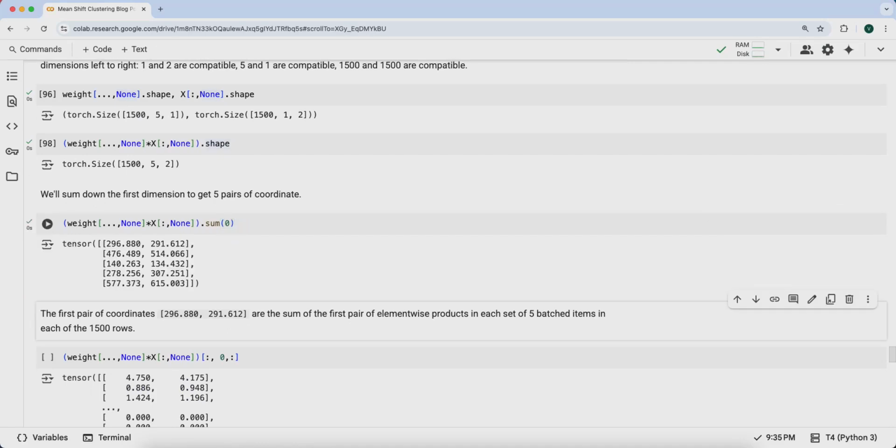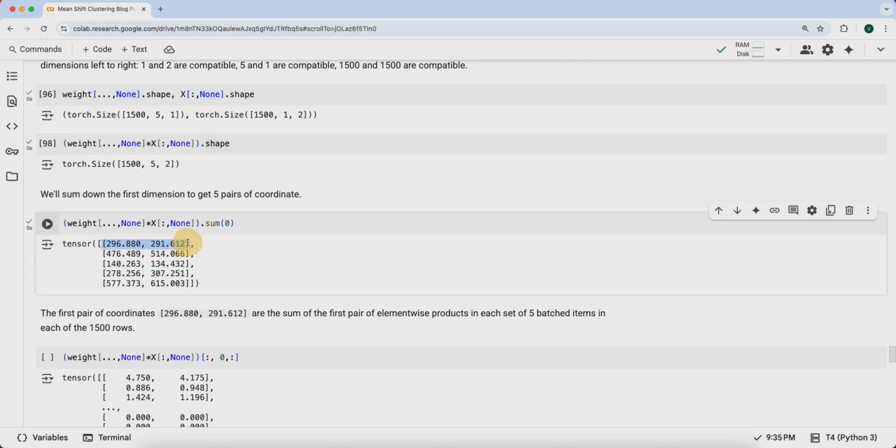Okay, so let's get a little more intuition, and we'll see it in the visual, because this was a nuanced point that I didn't quite understand the first time I looked at this. So let's look at the first pair of coordinates that we get. And again, these are not yet normalized by the weights, so to speak. So these coordinates are the sum of the first pair of element-wise products in each set of 5 batched items in each of the 1500 rows.